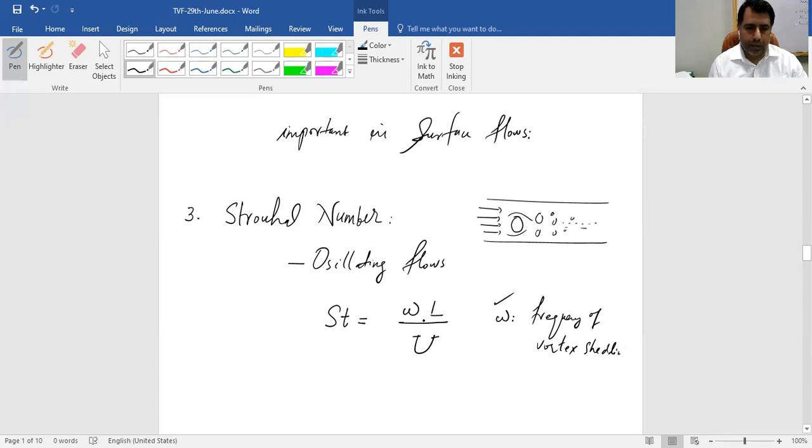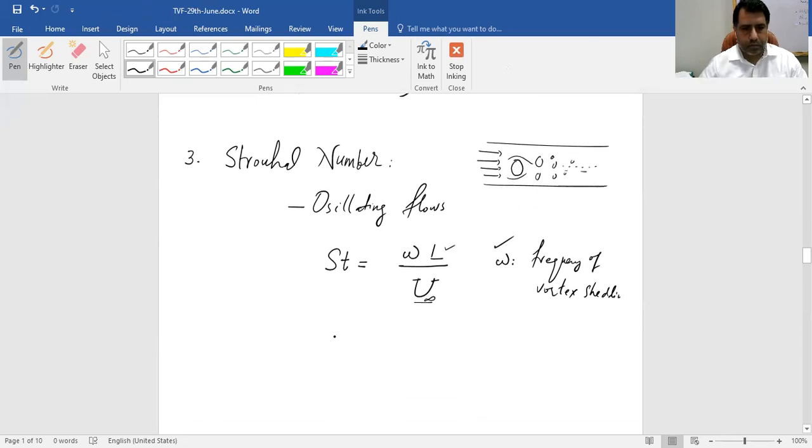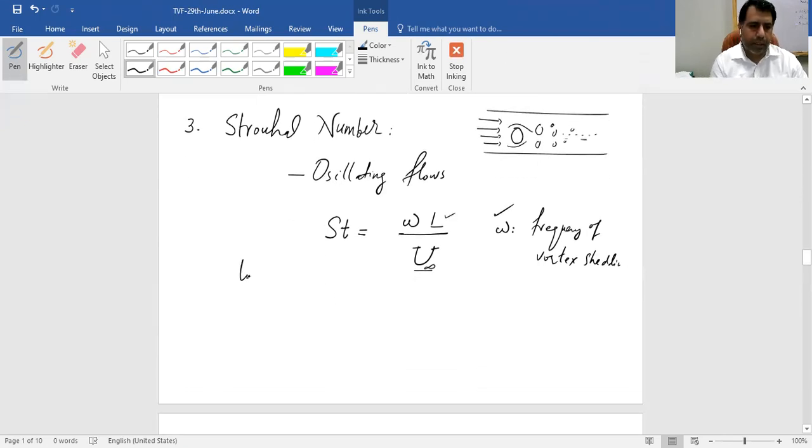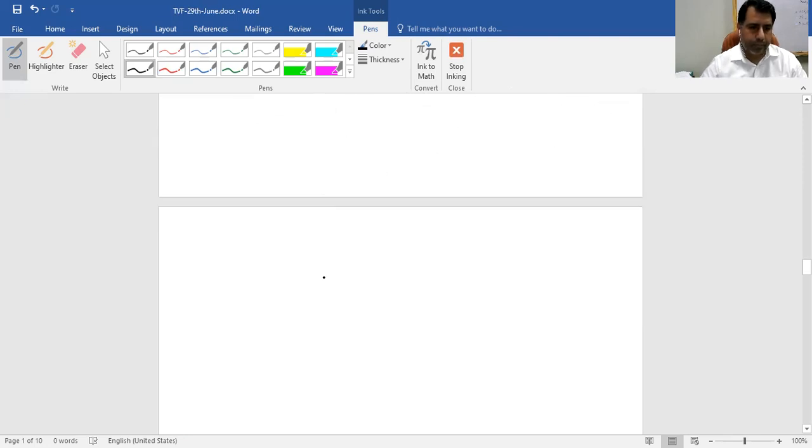This is the omega. L is characteristic length and u again is u infinity, whatever you want to write. This is some characteristic velocity. So this is important in time dependent flows. तो हमने जब नॉन डायमेंशनलाइजेशन किया था हमने स्टेडी लिया था, इसलिए ये नंबर भी अपीयर नहीं हुआ.